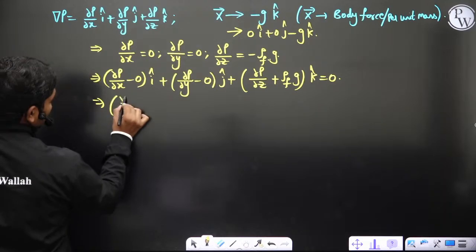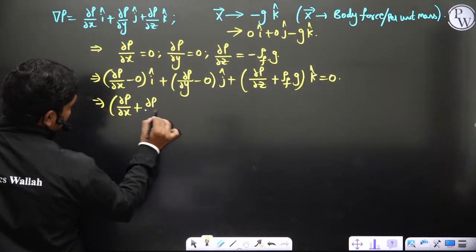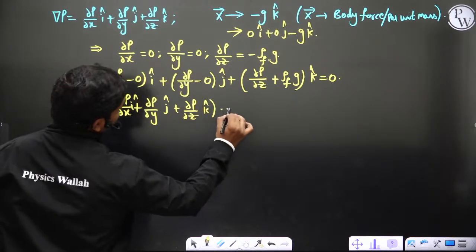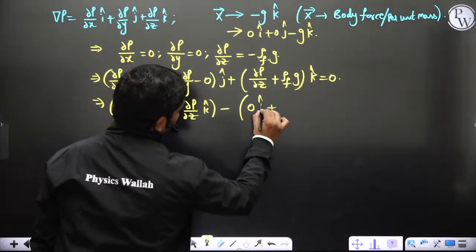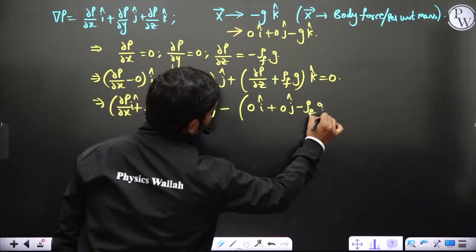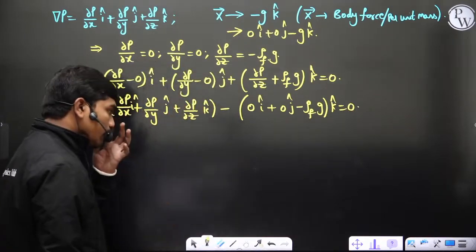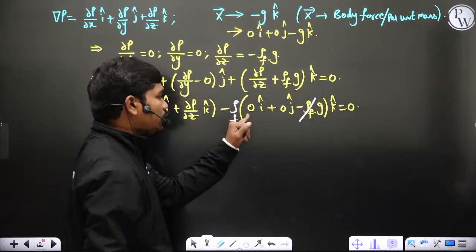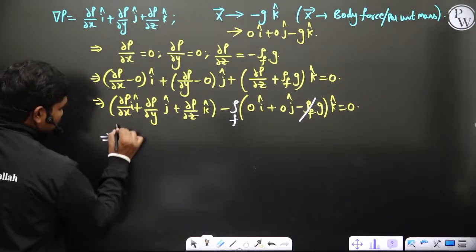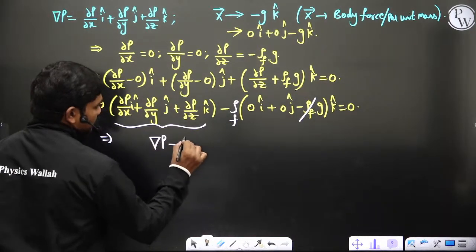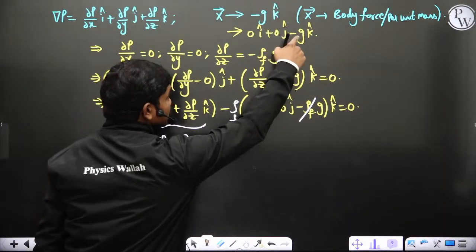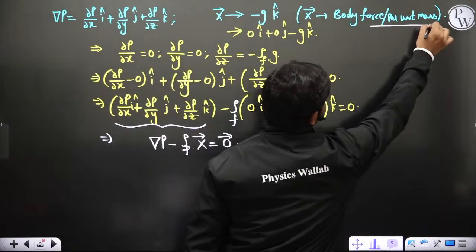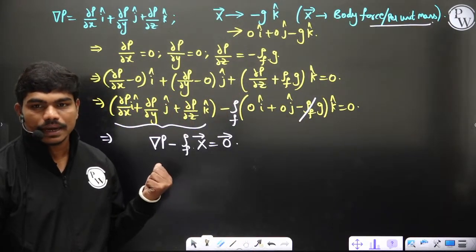This we can write as dou p by dou x i plus dou p by dou y j plus dou p by dou z k, minus 0 i, 0 j, minus density of fluid into g k, is equal to 0. Now what I can do is take the density out, because these two are anyhow zeros: density into 0, density into 0, minus 1. So this expression is nothing but gradient of pressure minus density of the fluid into this vector. This is nothing but body force per unit mass. So this has to be 0, obviously. So this x bar is actually for unit mass. Clear?